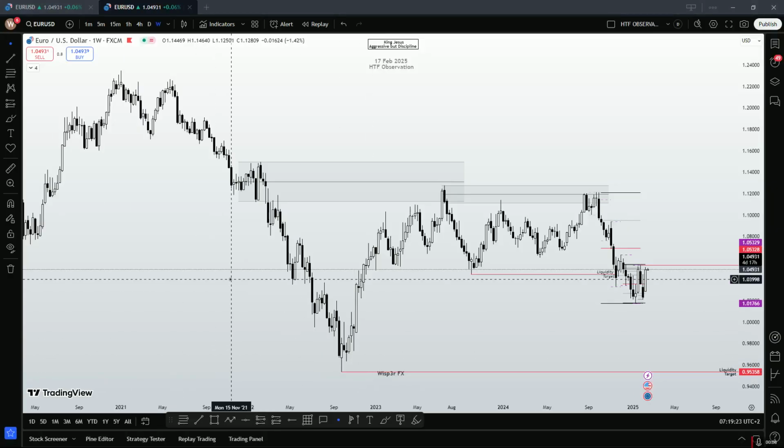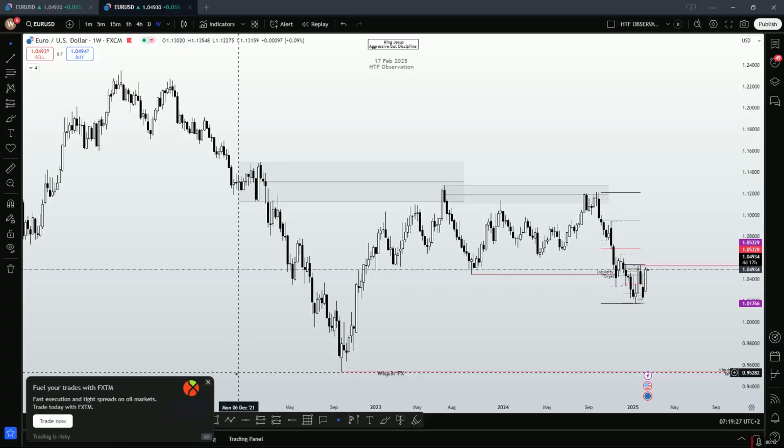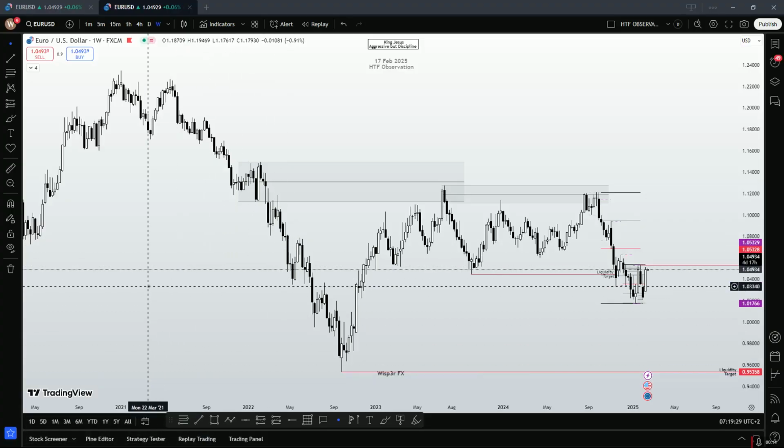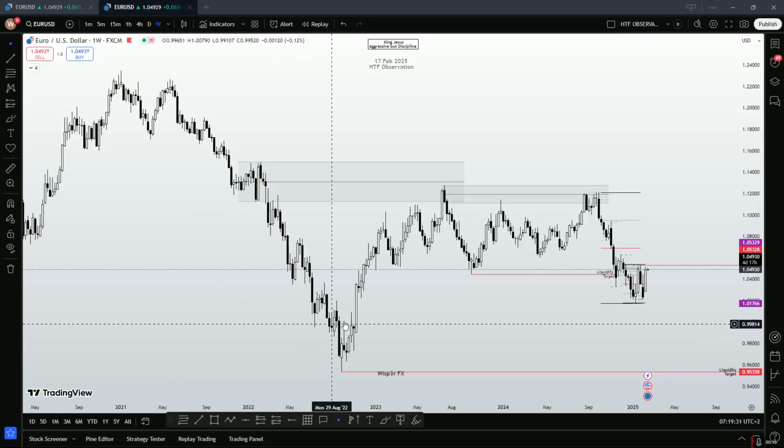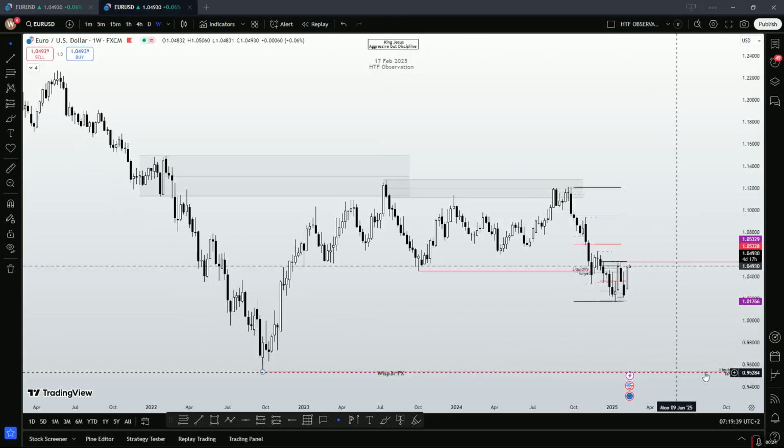Right, good morning, 17th of February 2025. Let's do a high time frame observation, high time frame to lower time frame. This will be a longer recording because I'm going to go deeper, like 15 minutes.